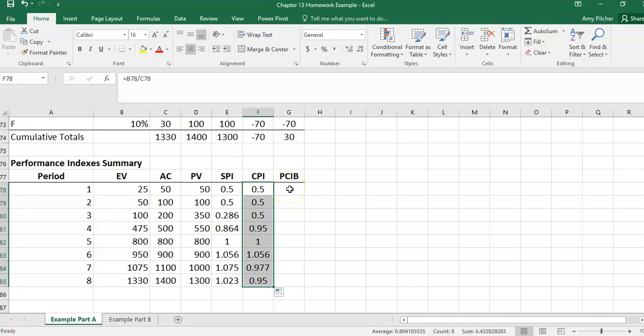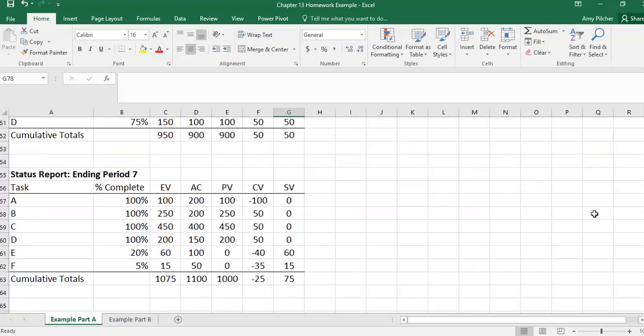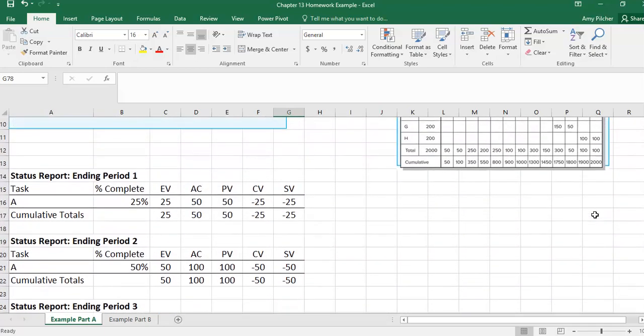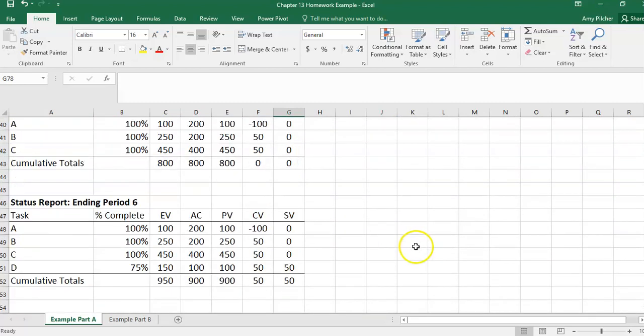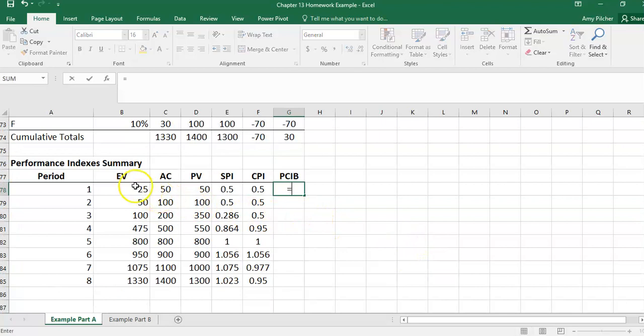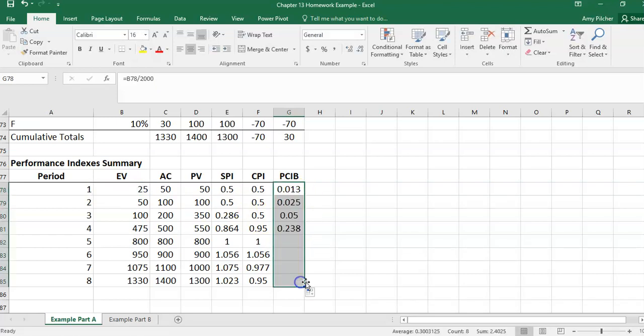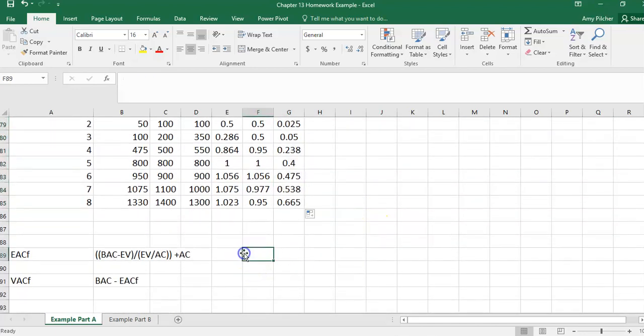The percentage of completion value is the estimated value divided by our total. Our total for this project, we can see, is 2,000. So our estimated value divided by 2,000. We are then going to calculate the estimated cost at completion, or the forecasted total cost at completion.